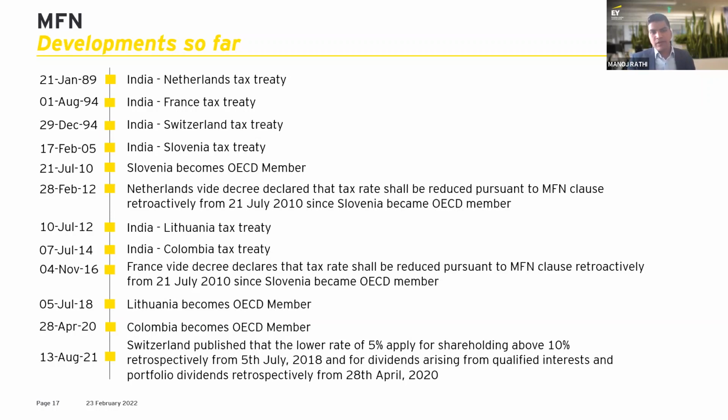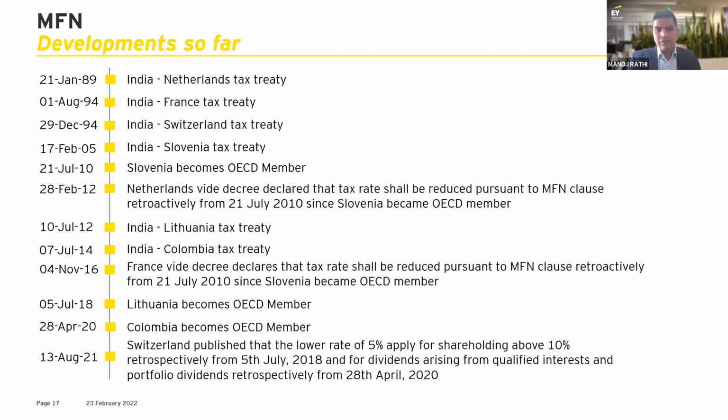Then you had India, Lithuania, and India, Colombia getting signed. France followed suit in 2016, and followed the same treatment that the Netherlands had extended in 2012. Then you had Lithuania becoming an OECD member in 2018, Colombia becoming an OECD member in 2020, and finally, last year, in August, we saw Switzerland specifically allowing a 5% benefit for dividends being paid by Swiss companies to Indian companies for their domestic law treatment. And I think that is one important dimension that will get discussed in greater detail now.